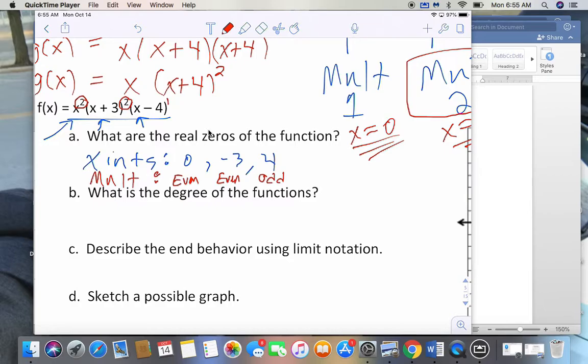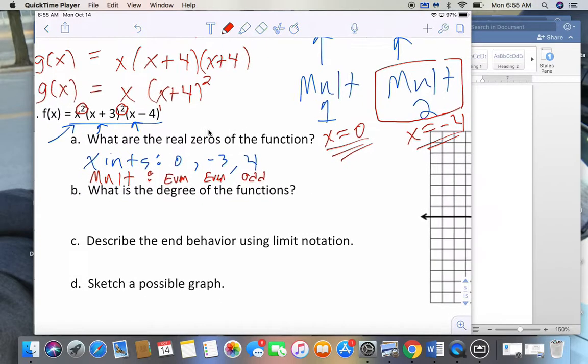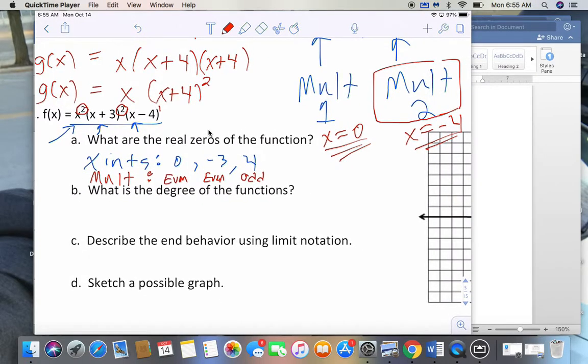And then with that information, I'm going to know that when I get to those zeros at 0, -3, and 4, my graph is going to have 2 bounces and a pass. Bounce, bounce, pass. And then the next question is, what's the degree of the function? Is not these multiplicity questions, but it's actually the sum of all the multiplicities. I want the degree of the whole thing.